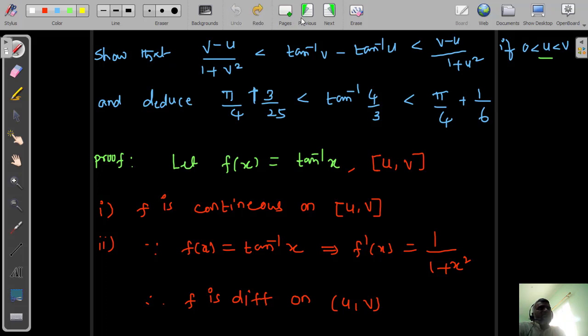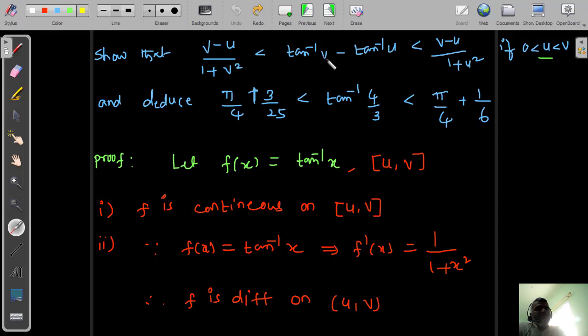But we need to prove another result also. Deduce pi by 4 plus 3 by 25 is less than tan inverse 4 by 3, which is less than pi by 4 plus 1 by 6. How do you prove this? If you look at the middle term, we have tan inverse 4 by 3, so there is a v and there is a u. I have to choose suitable values for u and v in such a way that I get pi by 4. Here the pi by 4 number is there, and 4 by 3 also.